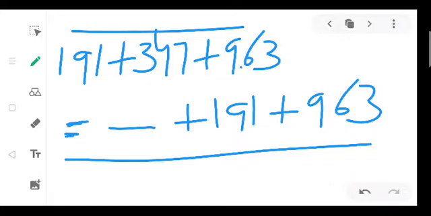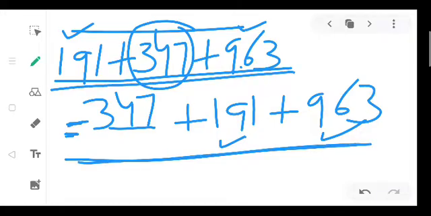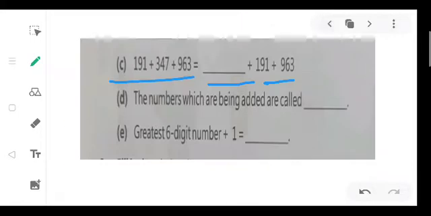If we add these three, how will the sum be equal? So firstly we will compare the digit 191 in the left hand side, right hand side also same. 963, right hand side also 963. So what is missing here? 347. If we write 347 here, then both side sum will be same. Right hand side is equal to left hand side. Clear? So what is the answer here? 347.